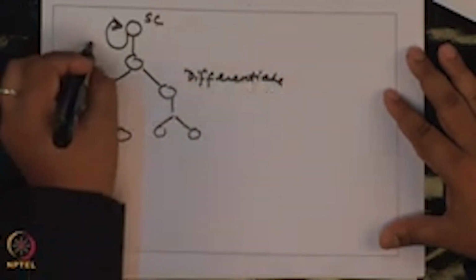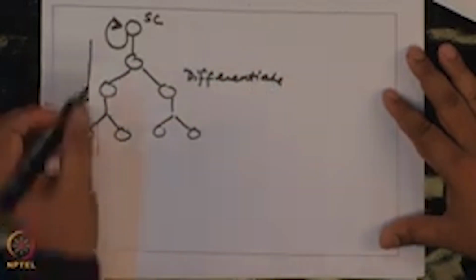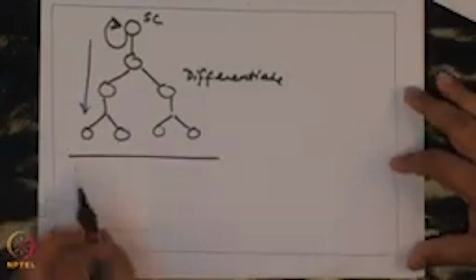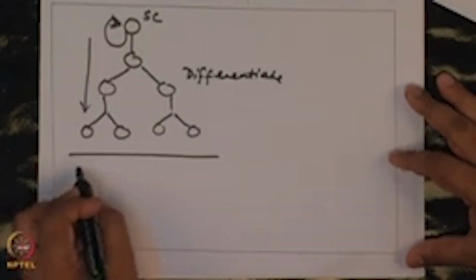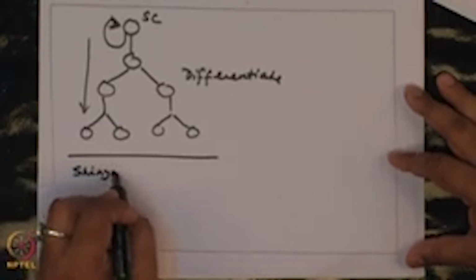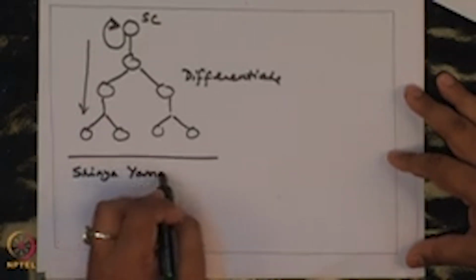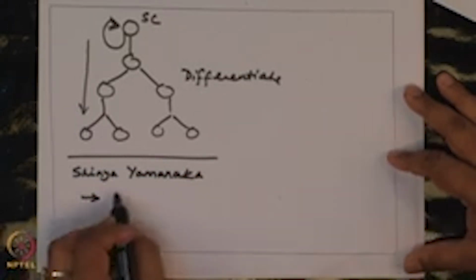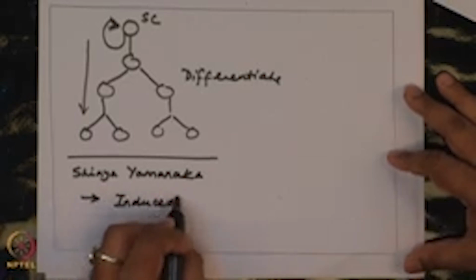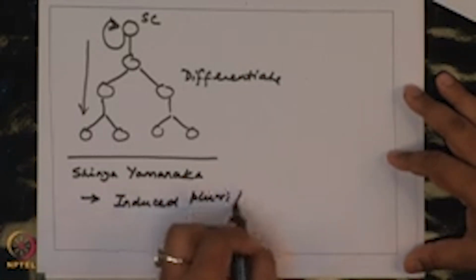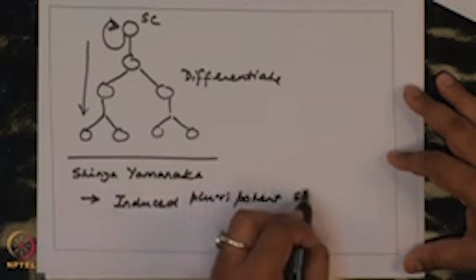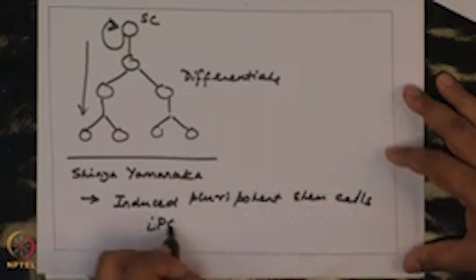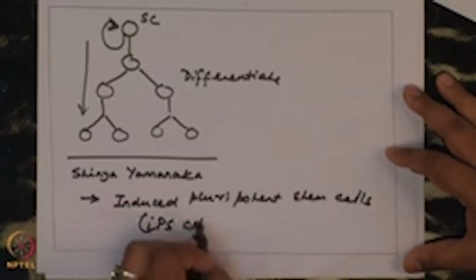Okay, suggesting that you can only traverse the tree in this direction, or downward direction. But this was changed by the seminal work of Shinya Yamanaka, very recently. He showed that you can generate induced pluripotent stem cells. In short, they are referred to as iPS cells.